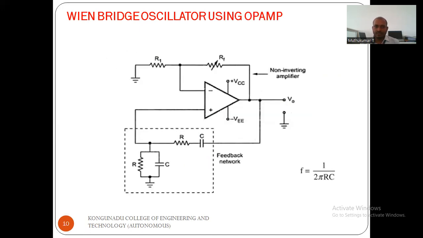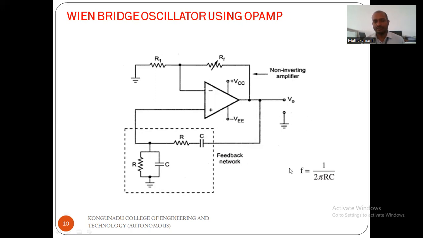Now we are going to discuss the Wien bridge oscillator using an operational amplifier. So this is the operational amplifier. The inverting terminal is connected to the resistor R1, and the feedback resistor is connected between the inverting terminal and the output terminal, pin number 6. The non-inverting terminal is connected to the feedback network. Here one parallel RC network and one series RC network are available. This combination provides the feedback to the operational amplifier.